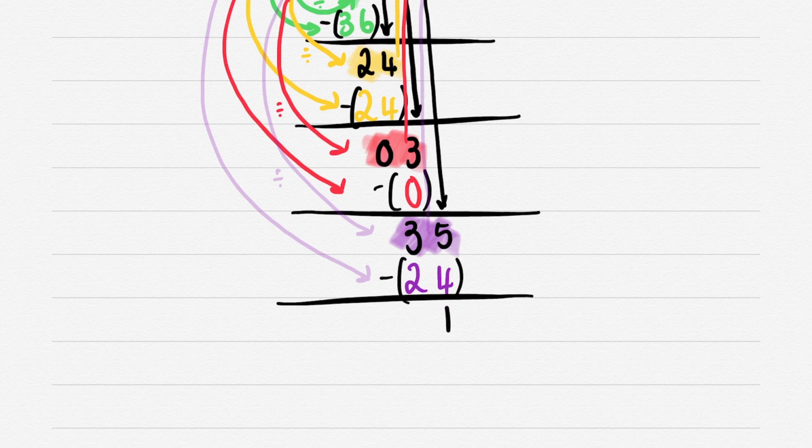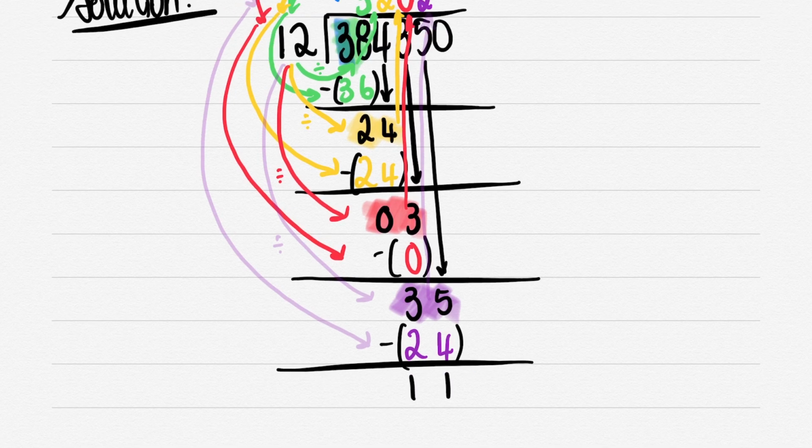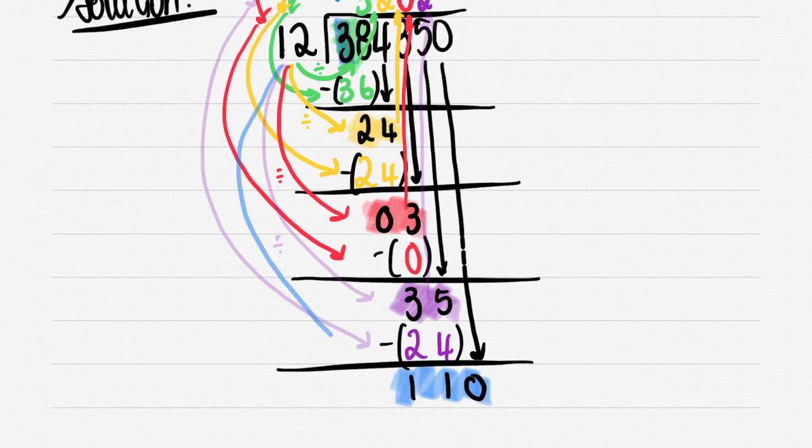Now what's 35 minus 24? It's 11. Now what do we do? You bring your 0 down. Let's do that step. 0 comes down, and you've got 110. Now, how many times does 12 go into 110? Well, 10 times 12 would be 120, so I'm guessing 9 times 12 would be just under 110. Yes, there we go. Let's put it up.